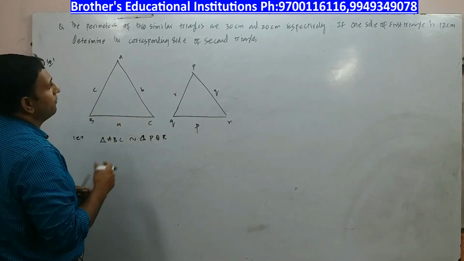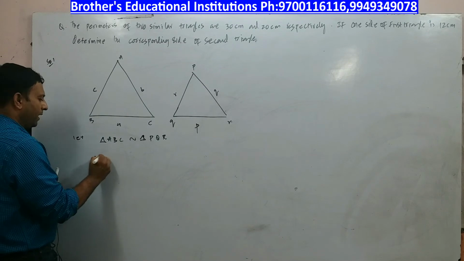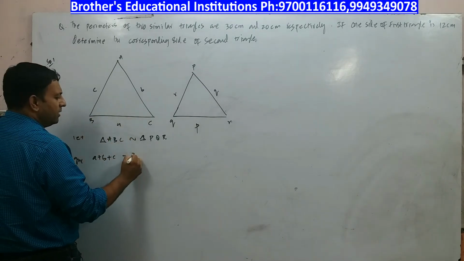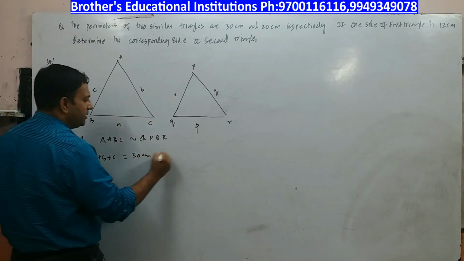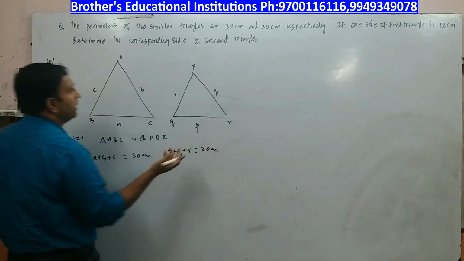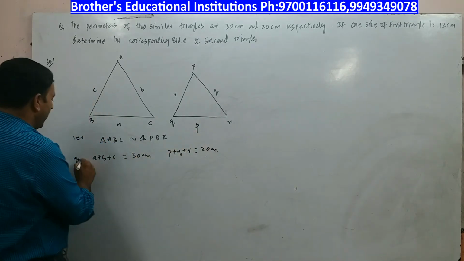Now, the perimeters of the two similar triangles are given to you. A plus B plus C is given. Perimeter is nothing but the sum of the sides, which is 30 centimeters, and P plus Q plus R is equal to 20 centimeters. Alright, that is the given part.